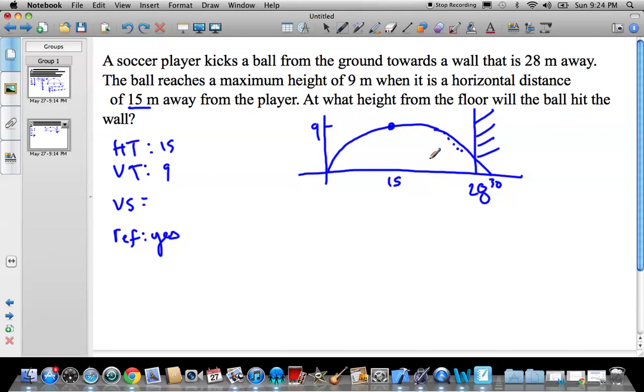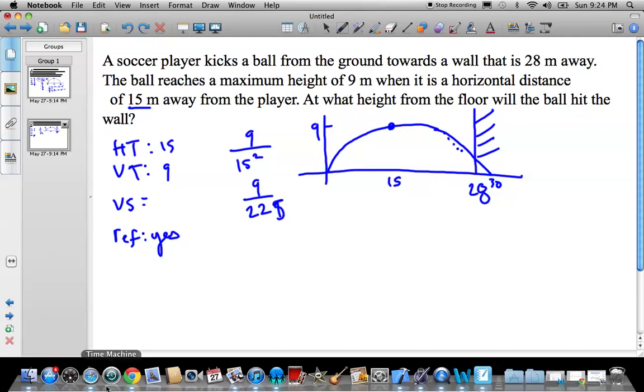Alright, so it's the exact same question as last time, it just doesn't specifically ask you for that. So anytime you have a question where this kind of information is given, you've got to think, I need the quadratic function in order to determine the height. So here we go. My VS is rise over run squared. So my rise is 9. My run is 15. So I got 9 over 225.